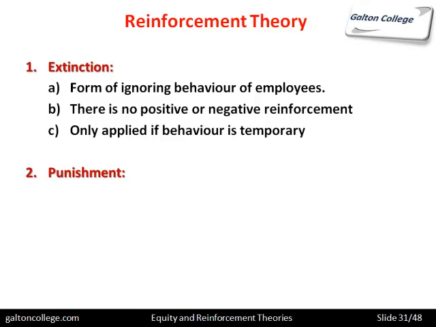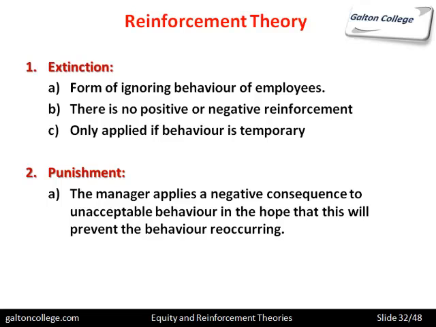And then we move to punishment. The manager applies a negative consequence to unacceptable behaviour in the hope that this will prevent the behaviour recurring. So when employees act badly or inappropriately within the organisation, a negative consequence follows, which is a form of punishment. The punishment should be a signal to the employee not to behave in that particular manner, to amend their ways and behave properly, applying themselves precisely, honestly, diligently to their work.